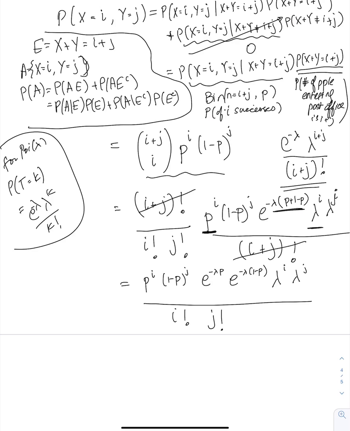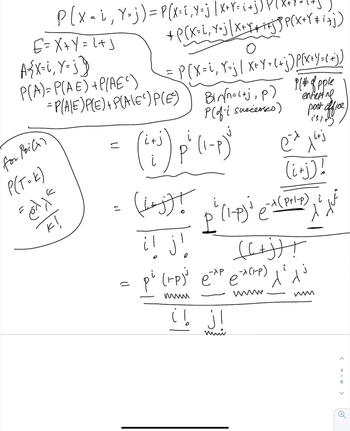Now I'm going to underline things in two different ways. p to the i, e to the minus lambda p, lambda to the i over i factorial, I'm going to put these things together. And 1 minus p to the j, e to the minus lambda times 1 minus p, lambda to the j over j factorial.